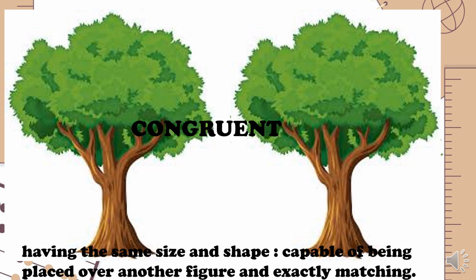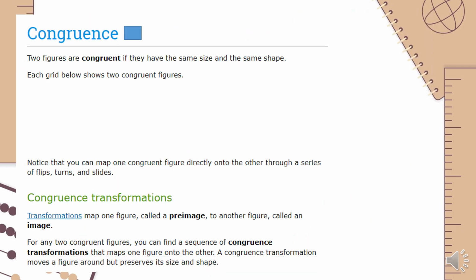Okay. So we are very clear now that congruent means the same in size and the same in shape. So the two figures are congruent if they have the same size and the same shape. Congruence is derived from congruent. Okay, so suppose I am going to also show you the picture here.